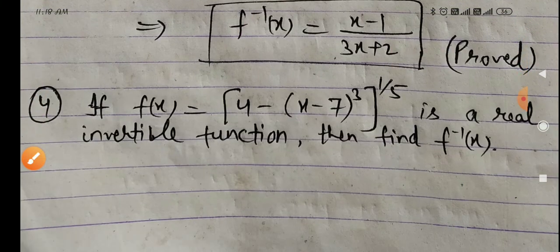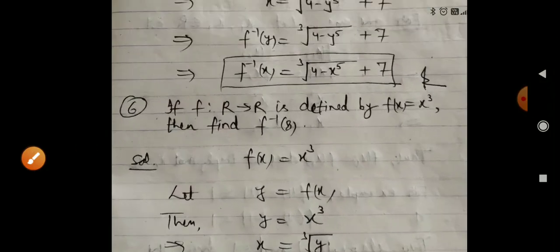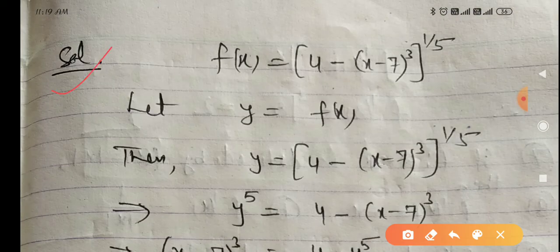Next question you see, the fourth question. If f(x) = (4 - (x - 7)^3)^(1/5) is a real invertible function, then find f inverse(x). So here also the invertible function is given, so no need to show the function is one-one and onto. Directly you have to find the inverse. How to find the inverse? Just before I told you, the same method you will apply. You can see the solution.